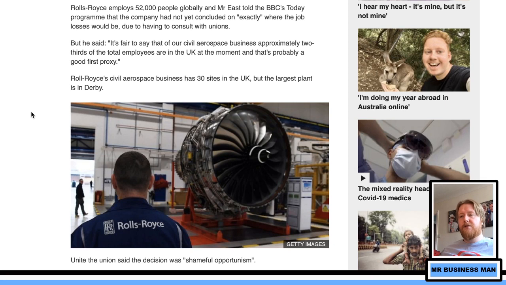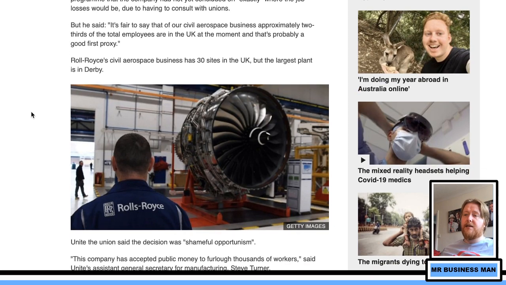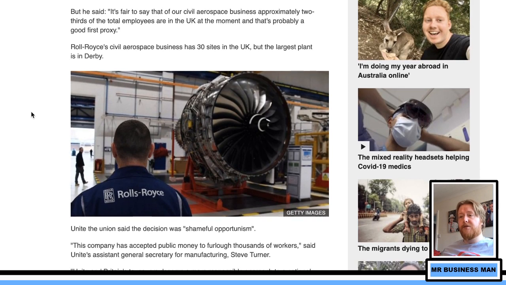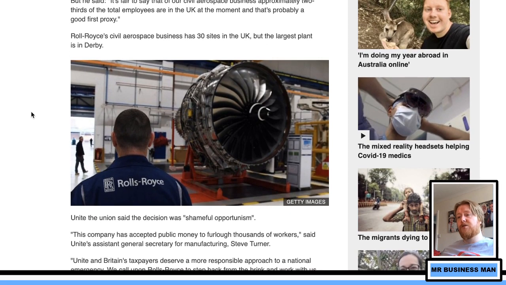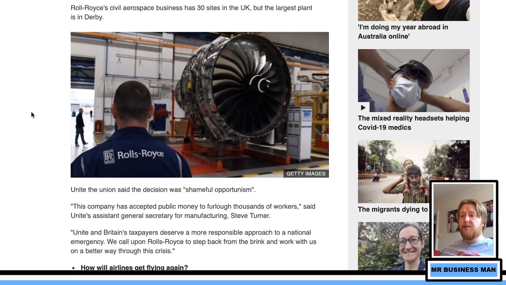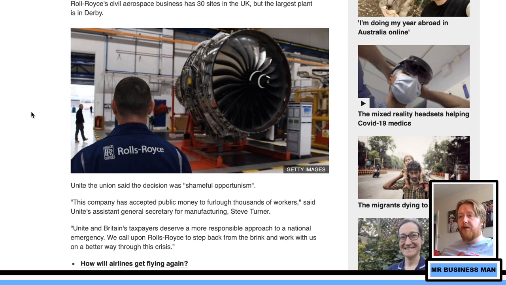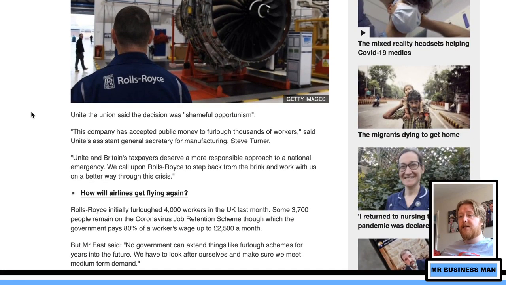Unite the Union said the decision was shameful opportunism. The company has accepted public money to furlough thousands of workers. Unite's Assistant General Secretary said, "Unite and Britain's taxpayers deserve a more responsible approach to a national emergency. We call upon Rolls-Royce to step back from the brink and work with us in a better way to get through this crisis."